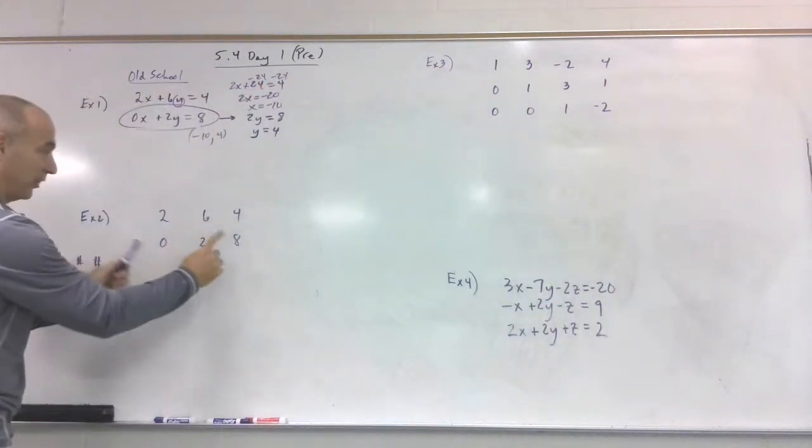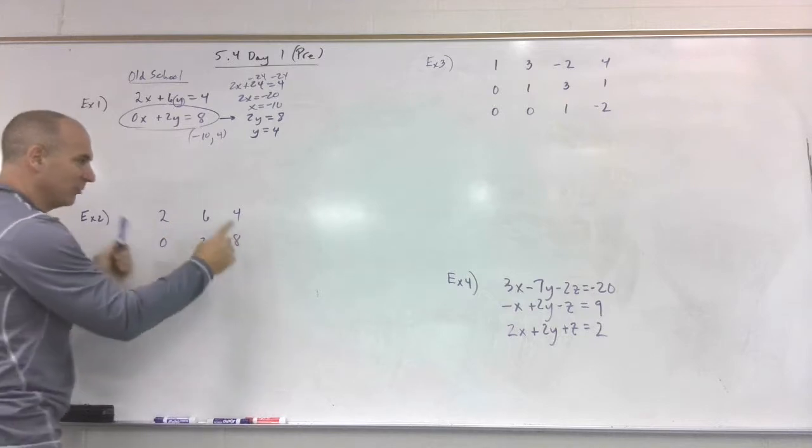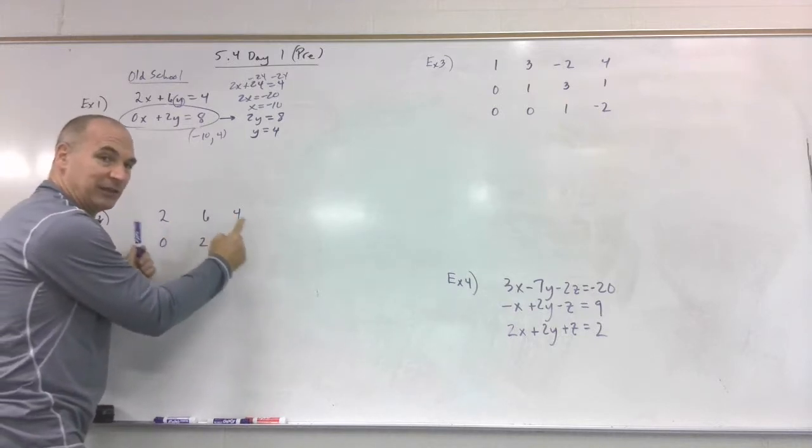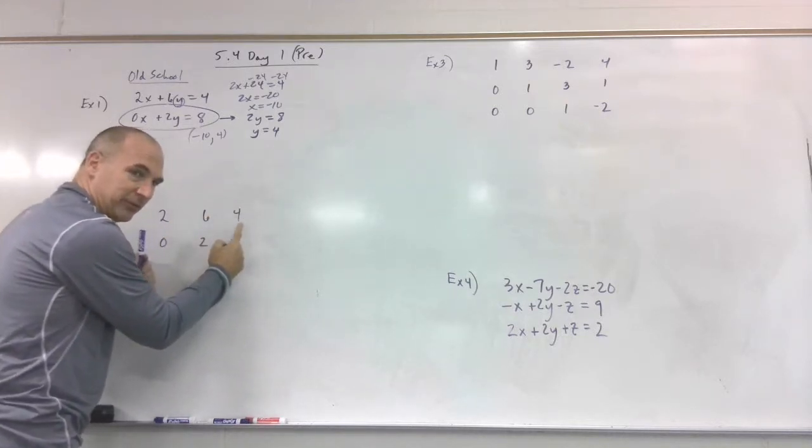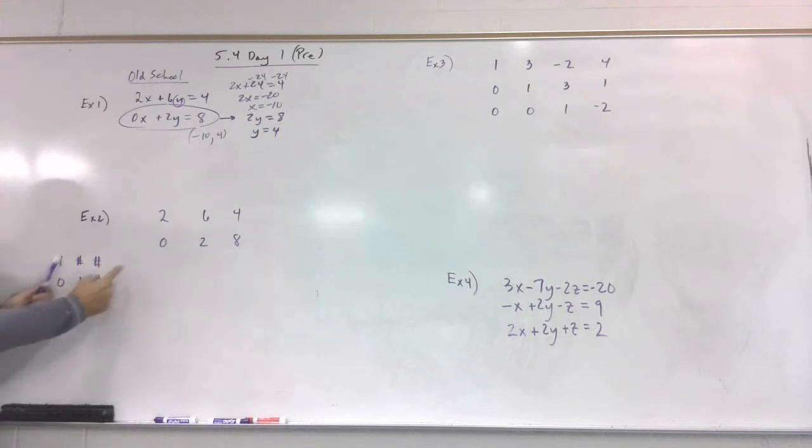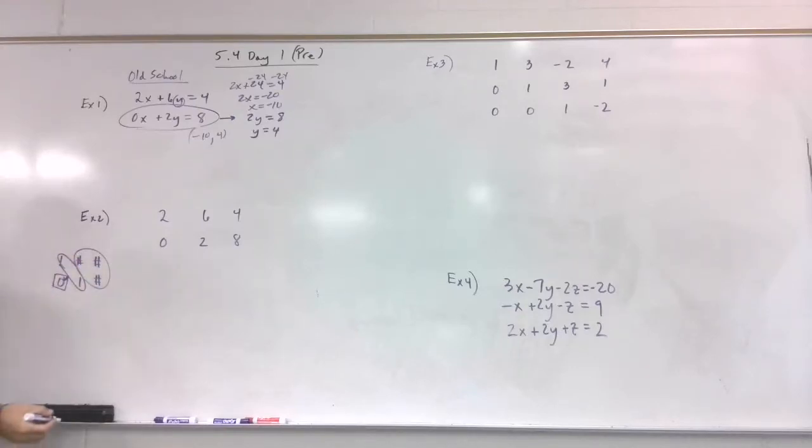So here's the thing. He doesn't just stop here. He says, wouldn't it be nice if we could have this look like this? Now you may be wondering why. You'll see in a minute. So what he's saying is, you want ones on the diagonal. Anything underneath the 1 needs to be a 0. And then you've got some random numbers.